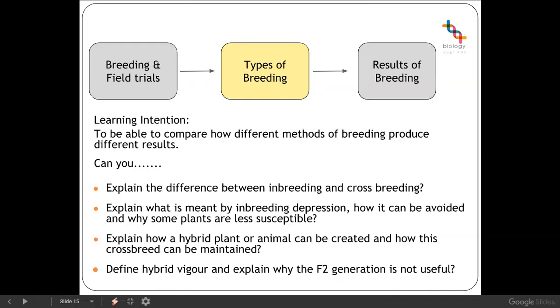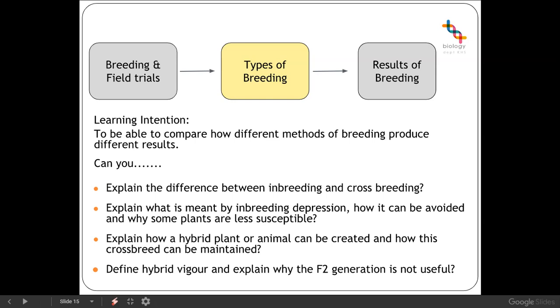So that takes us to the end of types of breeding. You should be able to explain that the difference between inbreeding and crossbreeding is that inbreeding is using closely related individuals and breeding them together, whereas crossbreeding is taking individuals from different breeds and putting them together to try and produce improved characteristics. Inbreeding depression is where we have an increase in the number of individuals who are homozygous for recessive deleterious alleles and don't do as well at surviving to reproduce.